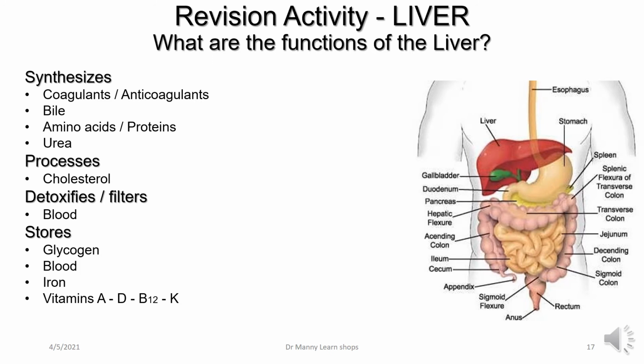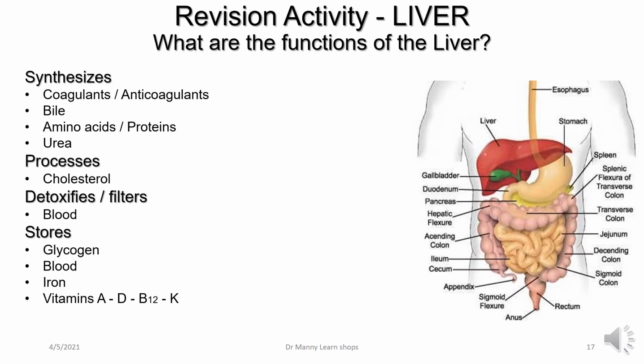Now let's move on to some of the accessory organs. What are the functions of the liver? Well, the liver is an organ that synthesizes or produces coagulants and anticoagulants. It's responsible for thrombolysis, fibrinolysis, and coagulation, thrombus formation. It produces bile, amino acids, proteins, and urea.